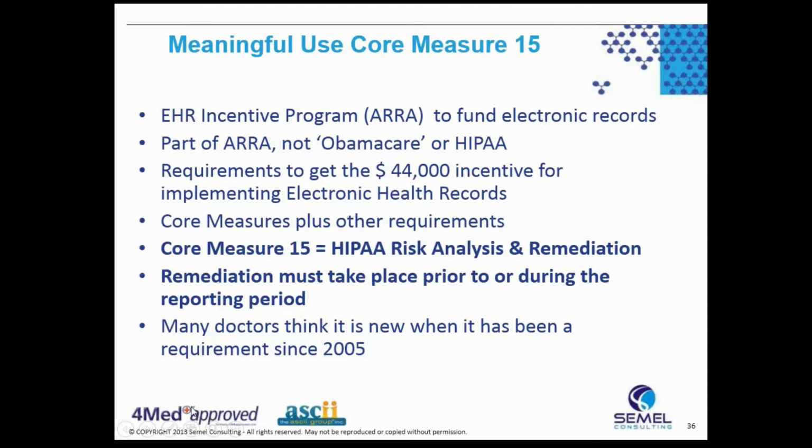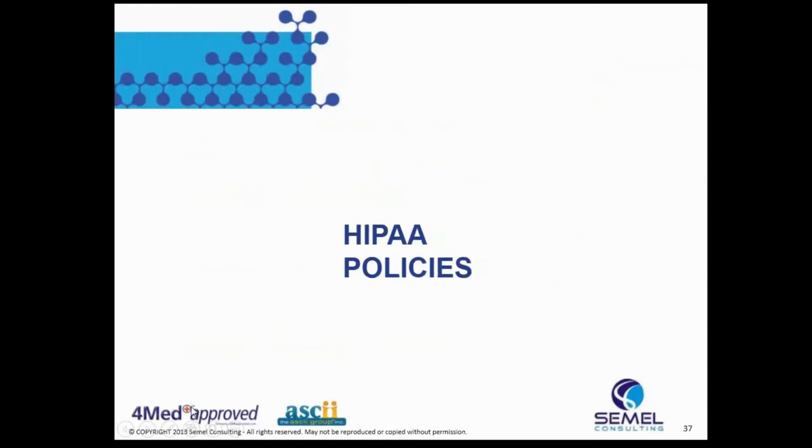So meaningful use core measure 15, which is to get the EHR incentive money, requires a HIPAA risk analysis. So we need it for HIPAA. We also need it, so this is a little different, they call it a security risk analysis. It's a little different than a HIPAA one because now it's going to focus on the EHR system specifically and how the data is protected. So we've got the risk analysis. That's number one on the hit parade for HIPAA.